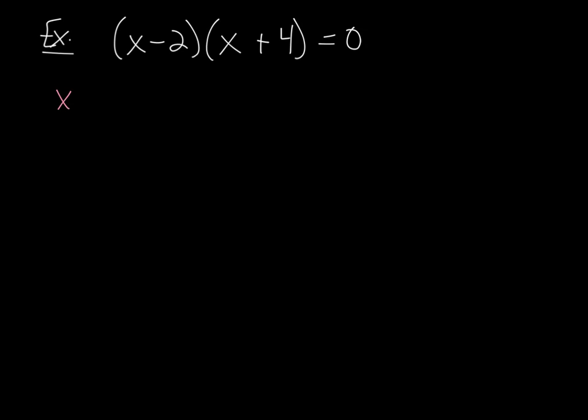So we're going to take this x minus 2 and set it equal to 0. So x indeed equals 2. And this x plus 4 and set it equal to 0. So x equals negative 4. What I've just found are my two x-intercepts. So now I can go ahead and graph these.